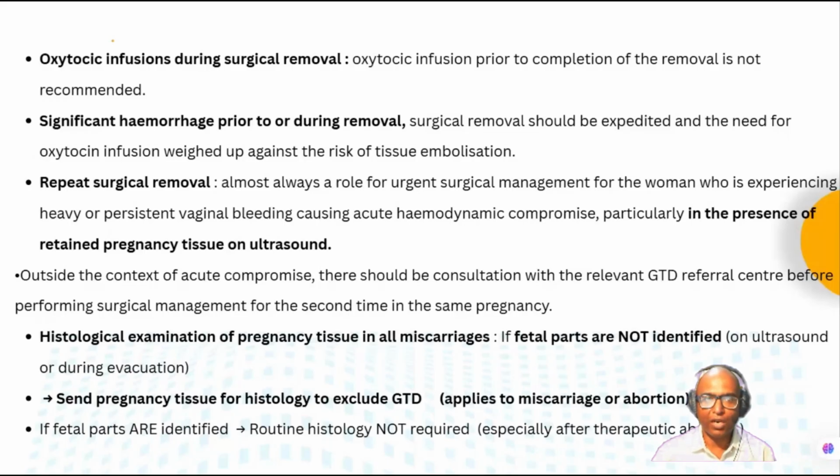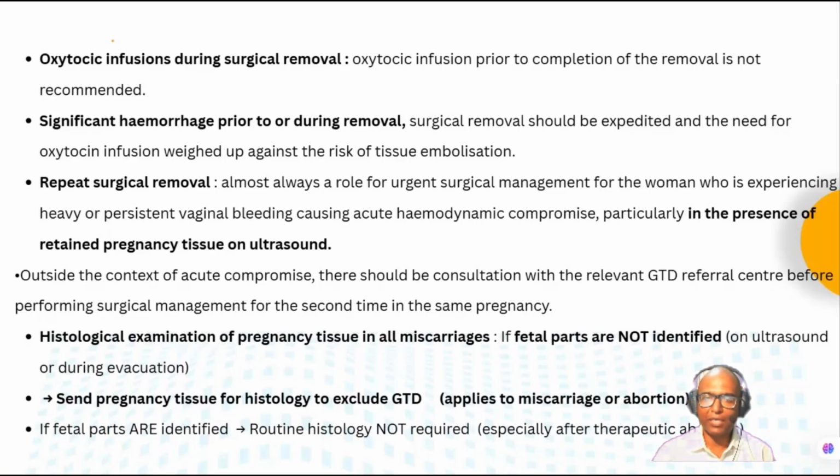Okay, so outside the context of acute compromise, there should be consultation with the relevant GTD referral center before performing surgical management for the second time in the same pregnancy. So it will depend upon the hemodynamic status of the patient. Depending upon the hemodynamic status given in the scenario, you will select the option whether the GTD referral is to be done or whether the repeat suction curettage is to be done. Okay, this can be asked in the SBA or even in EMQ also.